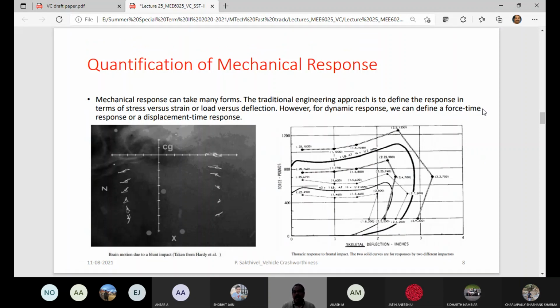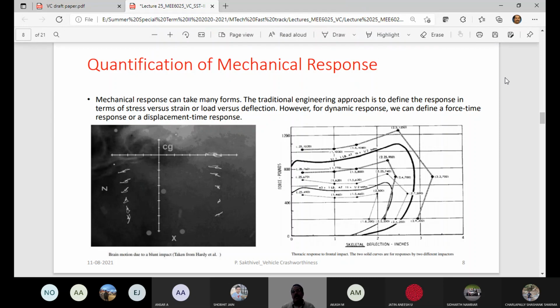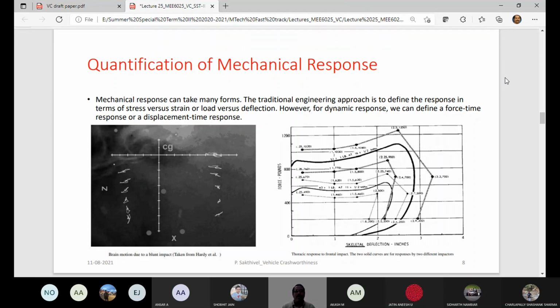What is that? I have here these two pictures. One is for brain motion due to blunt impact. Another one is thorax response for the frontal impact. Thorax means there are ribs around our chest, the thorax region. What are their displacements? We have seen that we have the accelerometer at the head of the dummy, at the centroid location, and also we look at a load cell at the thorax region in the dummy.